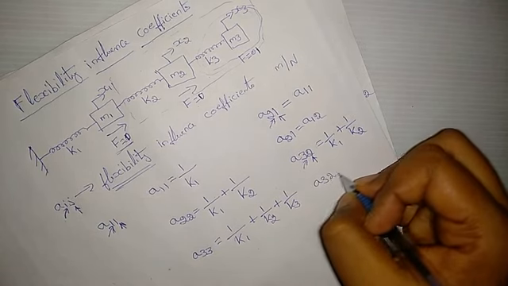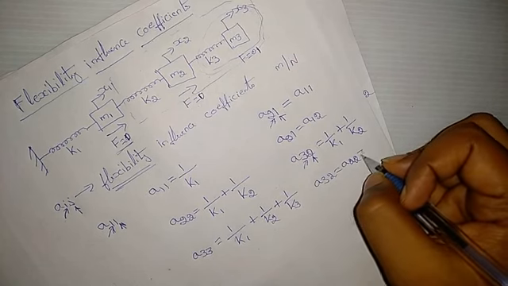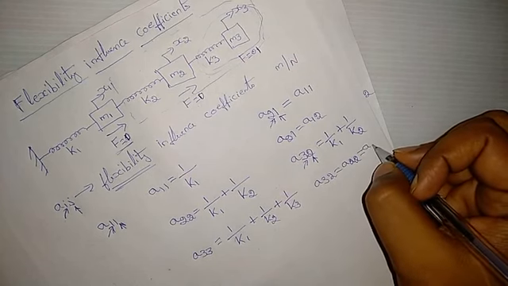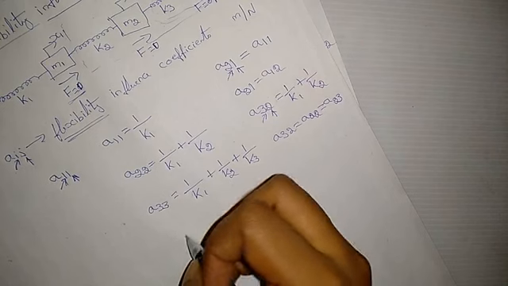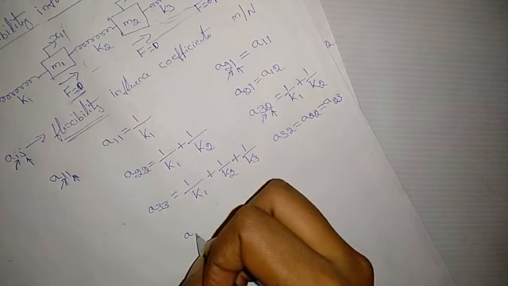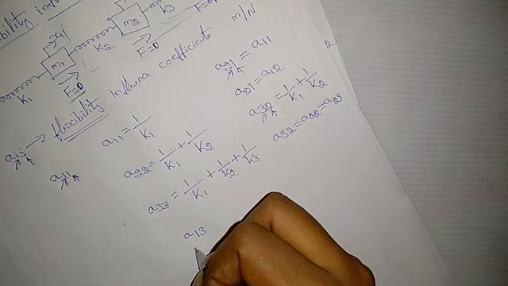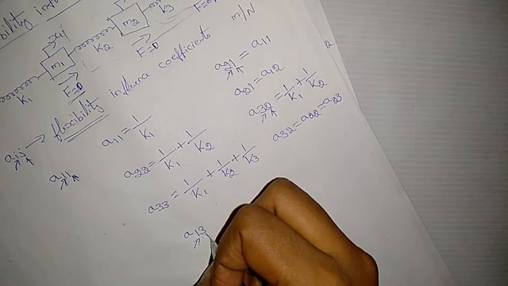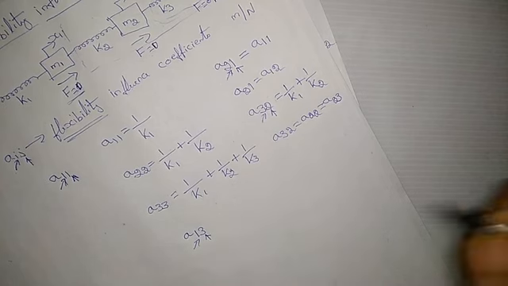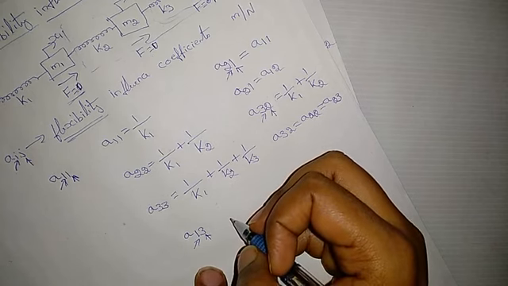A32 is nothing but A22. So by the Maxwell reciprocal theorem, A32 is equal to A23. Next we'll take up A13. Displacement is measured at point 1 and the load is applied at point 3.